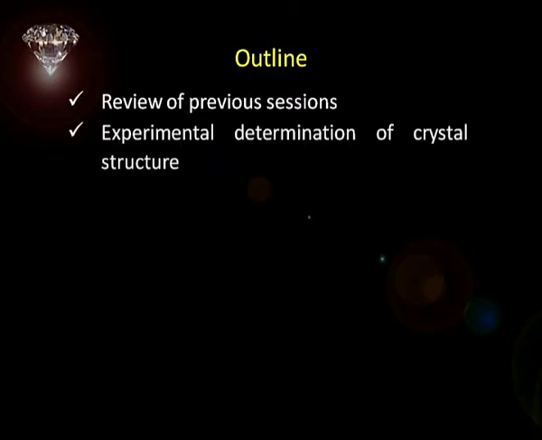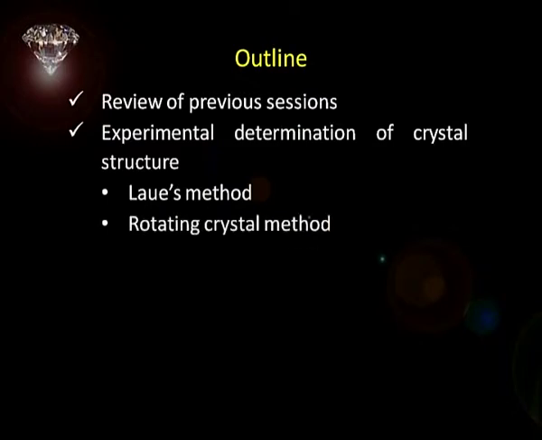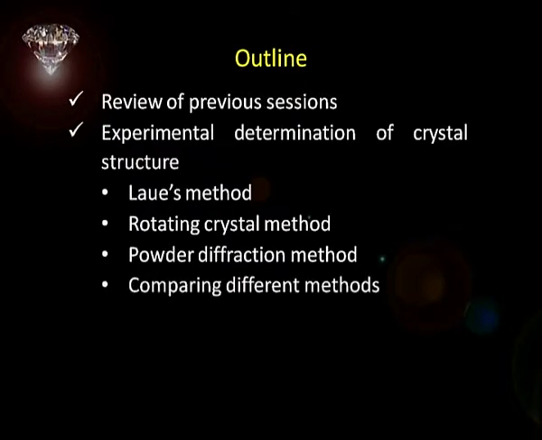Thereafter, we will see what the different experimental methods are for the determination of crystal structure. In this process, we will briefly touch on the Laue method, the rotating crystal method, then the powder diffraction method, and we will try to compare these three methods in terms of different parameters.